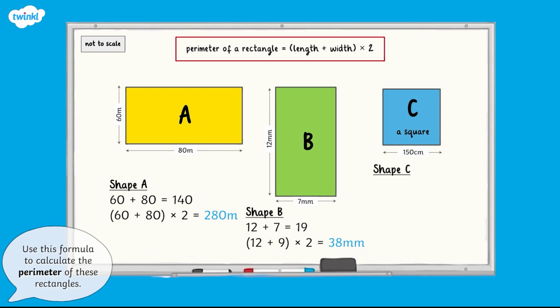Shape C is a square. So you could have added 150 to 150, then doubled your answer to get 600, or you might have spotted that you could just do 150 multiplied by 4 to get the same answer. So therefore the perimeter of shape C is 600 centimetres.